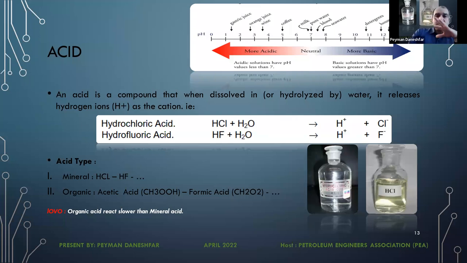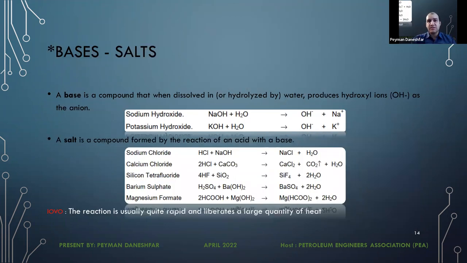And we have some slides with a title with stars. This is only for your information. I don't want to emphasize that slide, but these are important to know. This is good for your procedure. Now I want to show you the bases and salts. A base is a compound that, when dissolved in water, produces a hydroxyl ion. And what is a salt? This is a compound formed by the reaction of an acid and a base. So why should we know about these acids, bases, and salts?